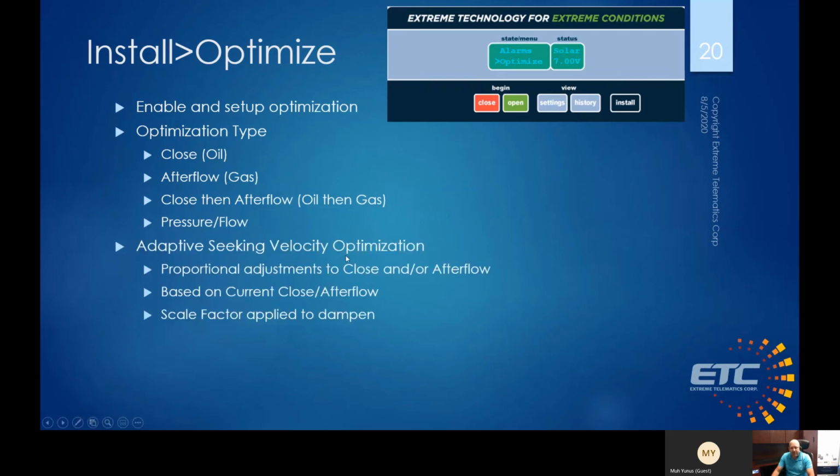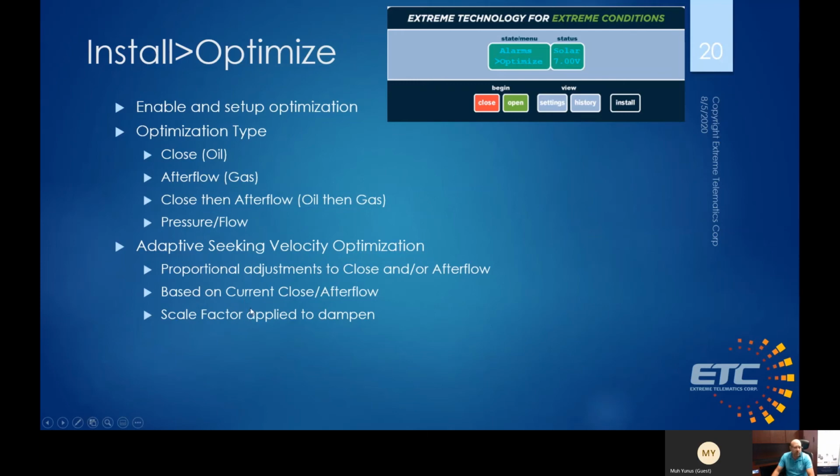Adaptive seeking velocity optimization is what we use for this close, afterflow, or close then afterflow. We make proportional adjustments to the close or afterflow time. What we do is we look at the arrival and we see how fast or how slow it is compared to when we expected it to arrive. And we make that proportional adjustment using the current close or afterflow time. So a well that's flowing for a large amount of time will have a larger adjustment, and a well that's only flowing for a small amount of time will have a small adjustment.